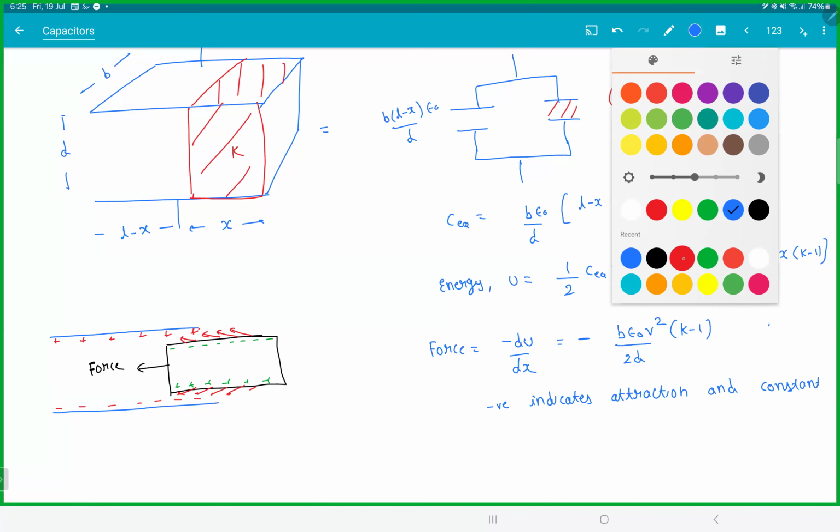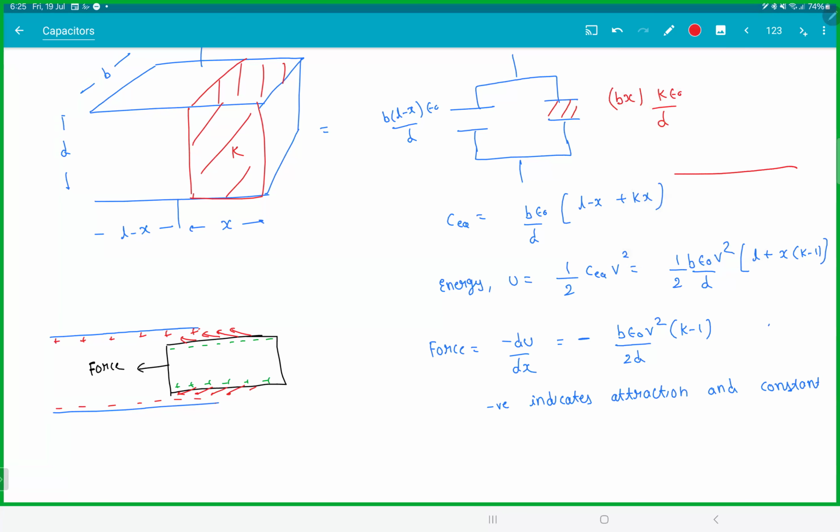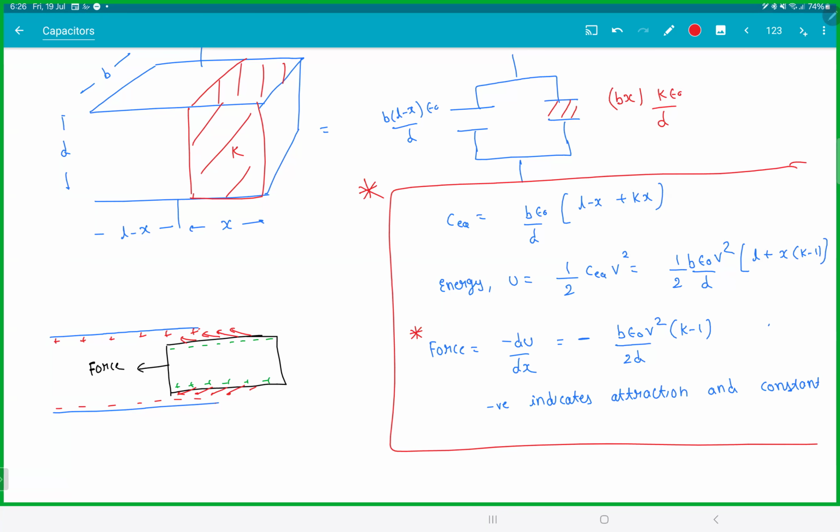So if you just introduce a slab and leave it, it will just go in. Pretty useful results, right? Especially the force part. If it is a square plate, you will take A epsilon V square, where V is the voltage of the battery.